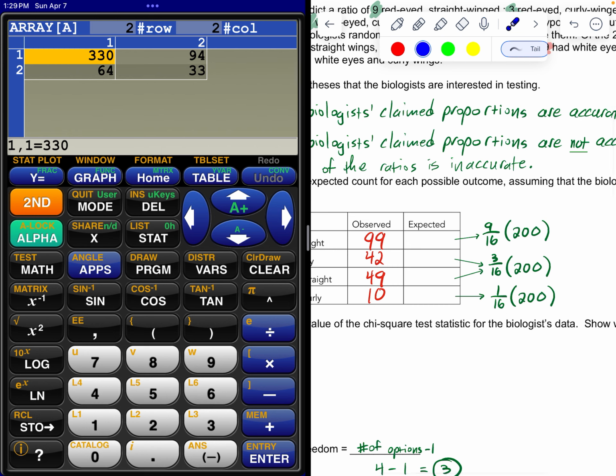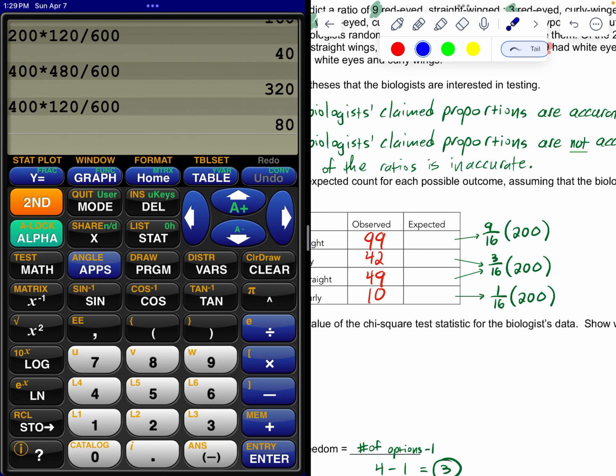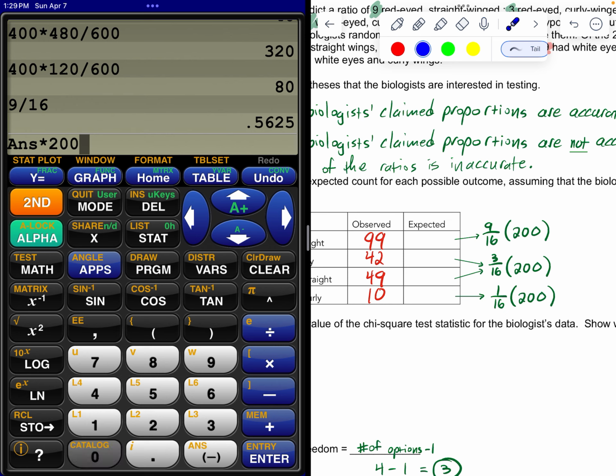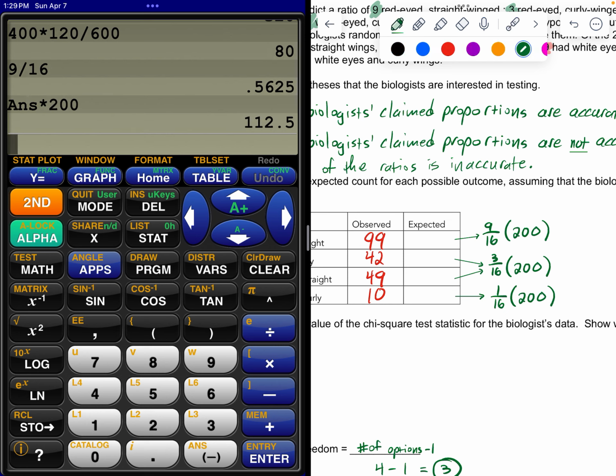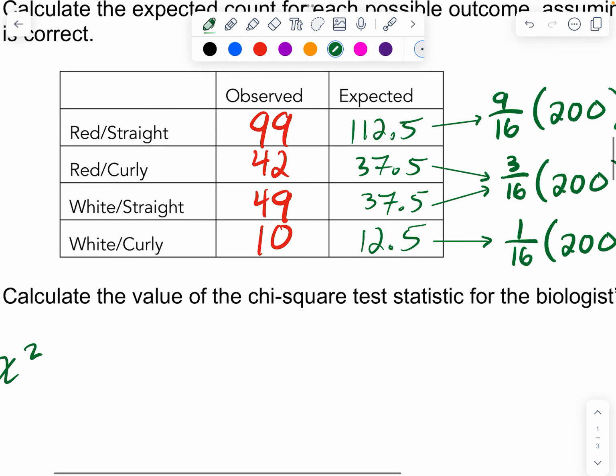So 9/16 times 200. They're going to have decimals, and that's okay. Okay, 3/16 of 200. This counts for 2 of them. And the last one, 1/16 times 200, 12 and a half. All these green numbers I just wrote down would add up to 200. You know, the red numbers have a total of 200, as well as the green numbers.